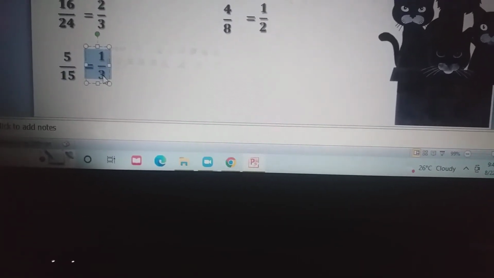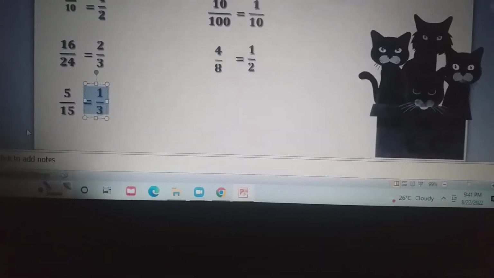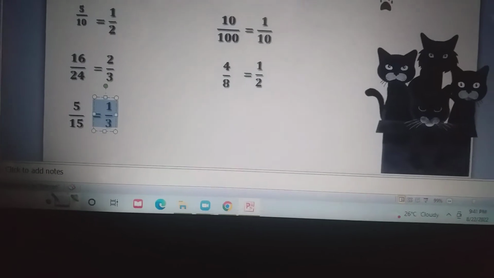5 over 15, so the GCF here is 5. 5 divided by 5, 1. Ang 5, i-divide sa 5, 1. Ang 15, i-divide sa 5. So, there are how many groups of 5 are there in 15? Ilang grupo ng tiglilima meron ang 15? So, meron siyang tatlo. Tatlong grupo ng 5. So, 1/3 is the lowest term. Okay?